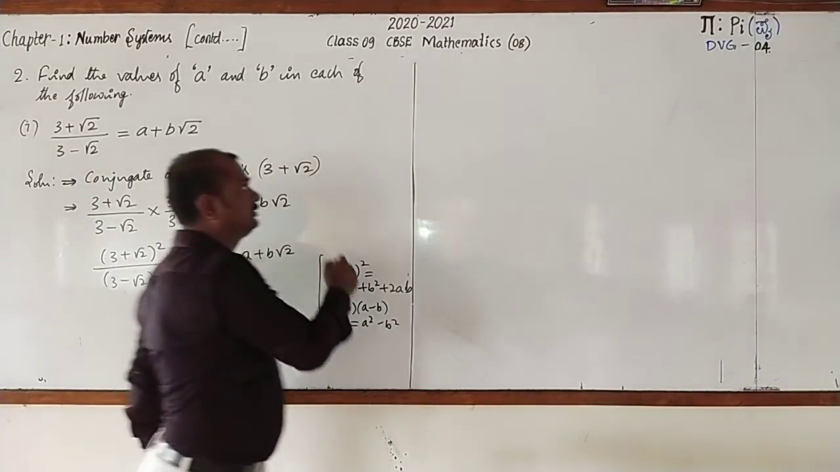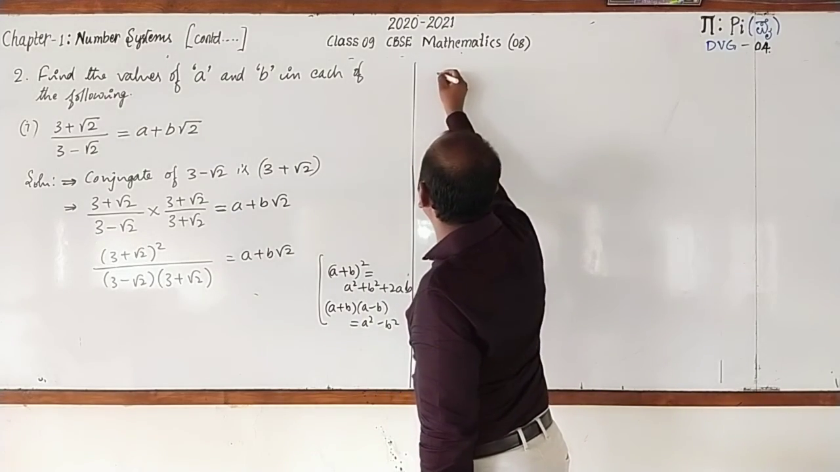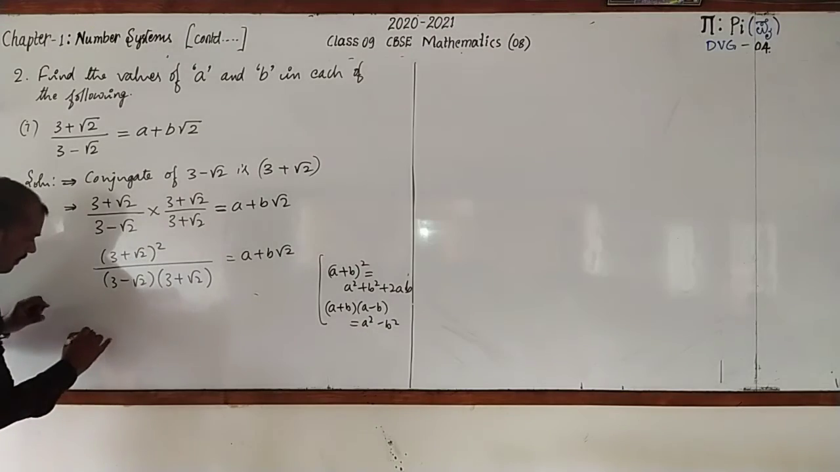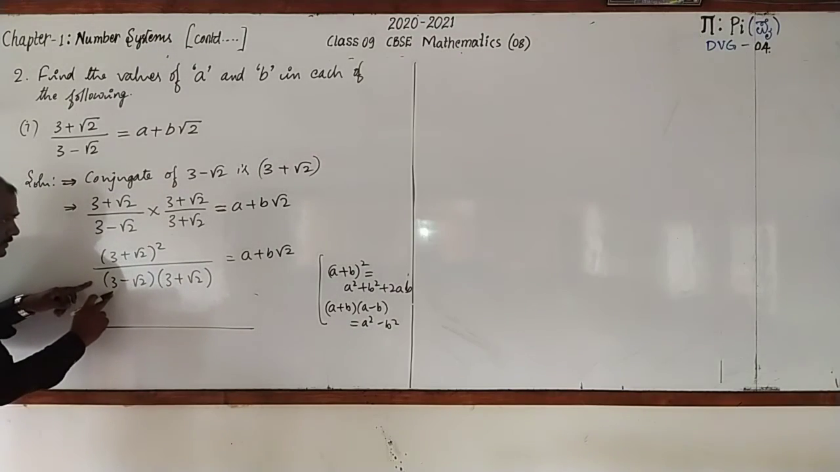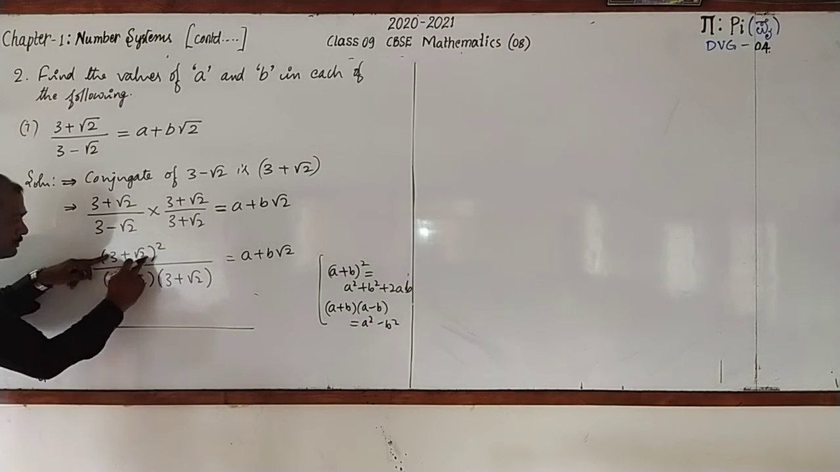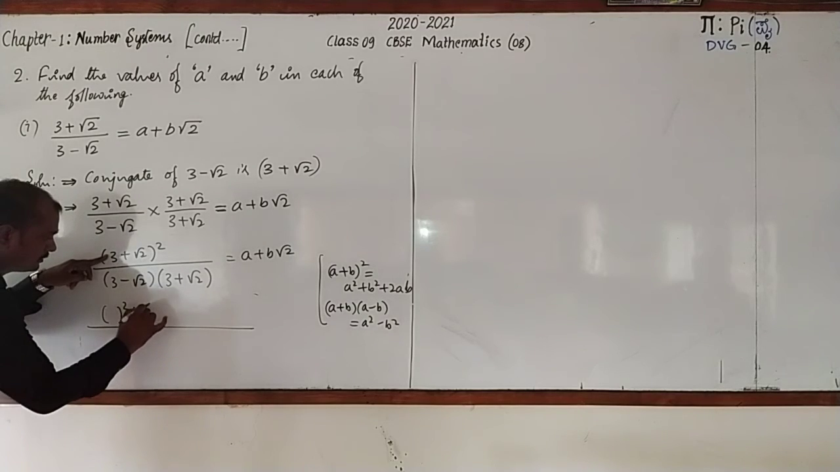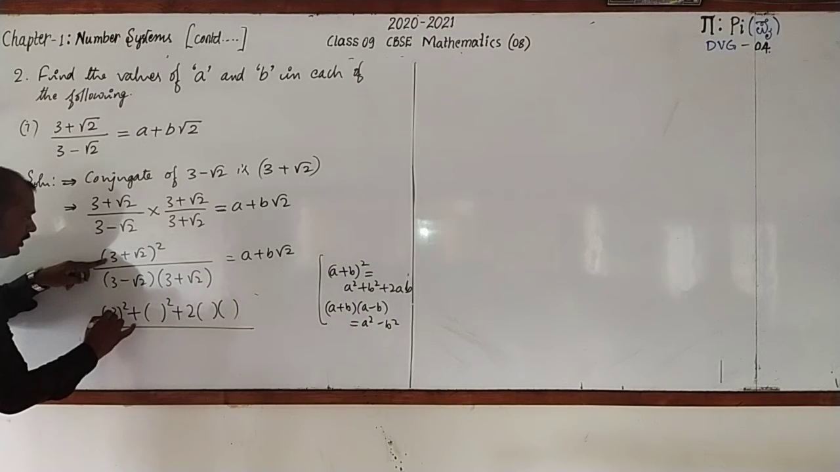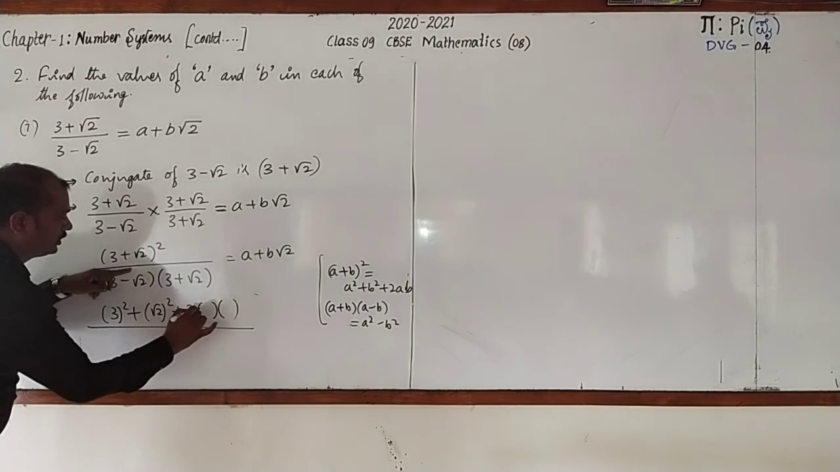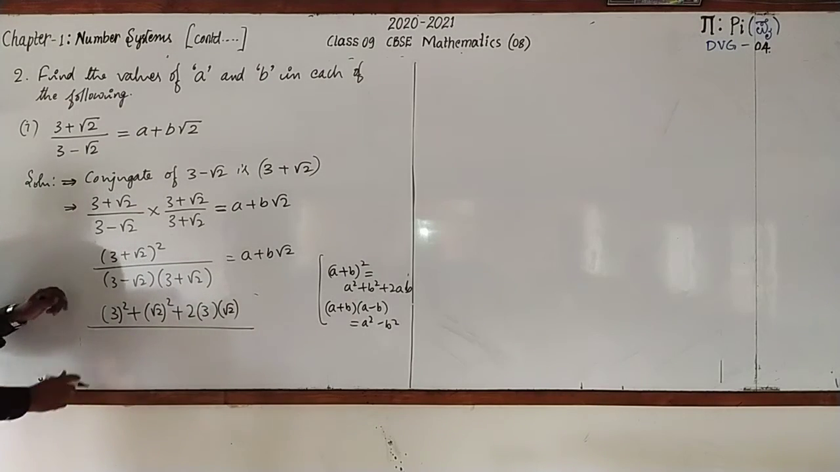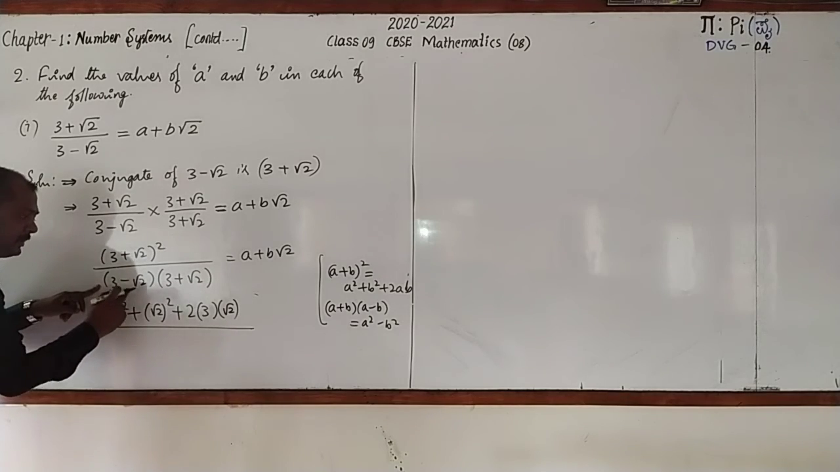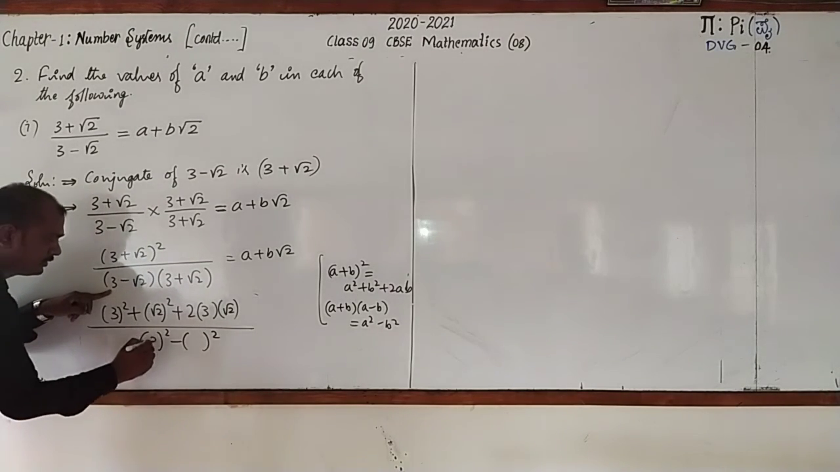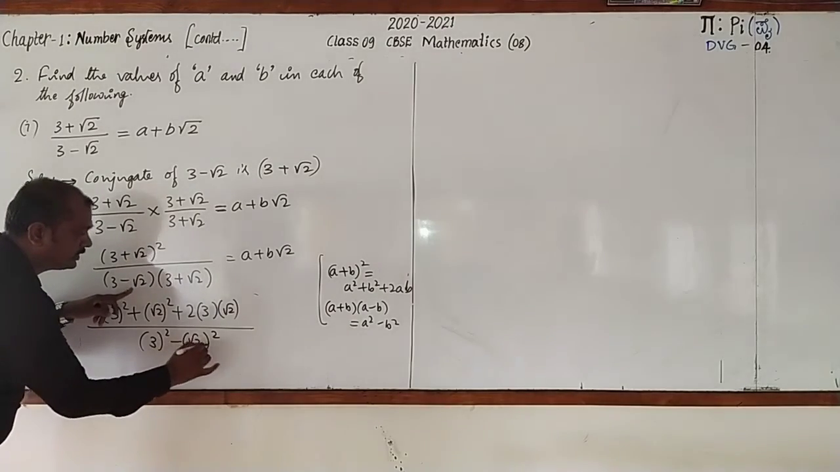Let me go for writing there. I'll write here itself. It is (a plus b) whole square, a square plus b square plus 2ab, 3 root 2. And this is (a plus b) into (a minus b), a square minus b square. What is a? 3. B is root 2.